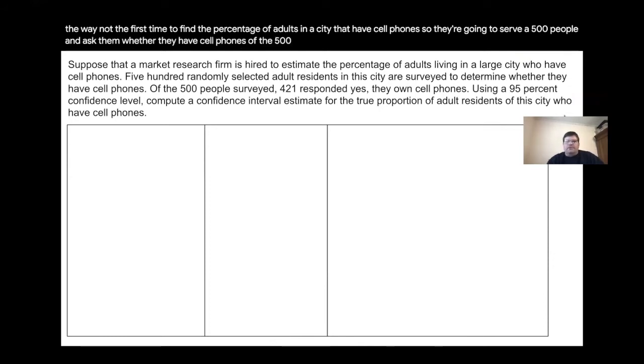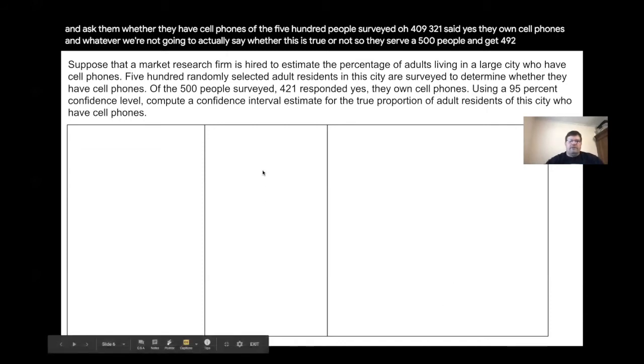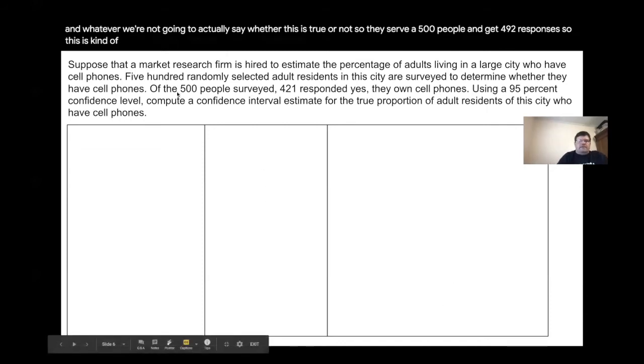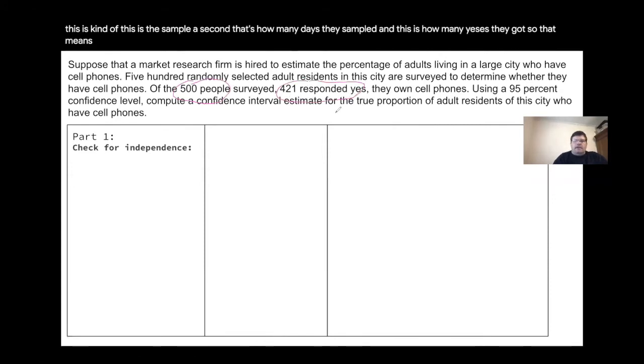Of the 500 people surveyed, 421 said yes, they own cell phones, and we're not going to actually say whether this is true or not. So they survey 500 people and get 421 yeses. So this is the sample. That's how many they sampled, and this is how many yeses they got. So that means they got 79 no's.